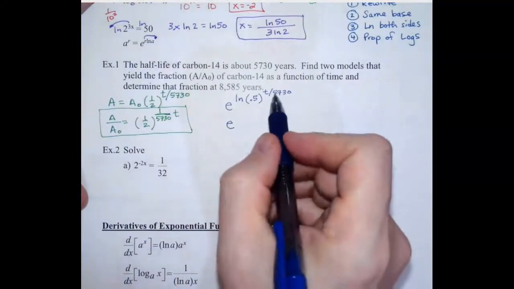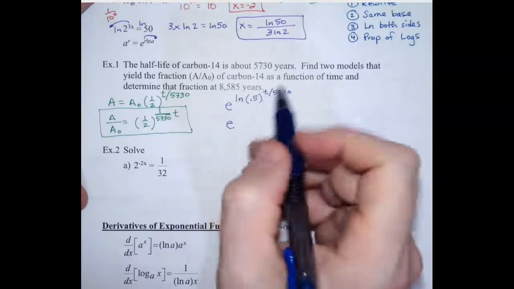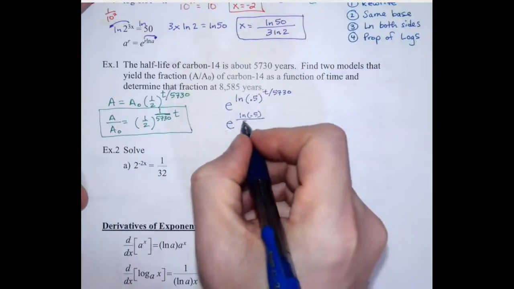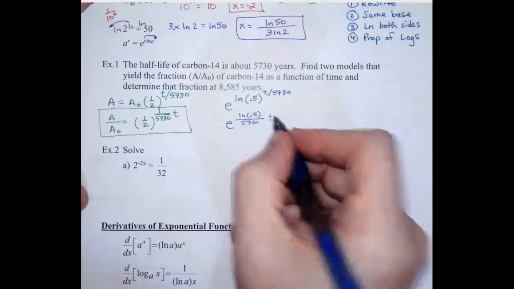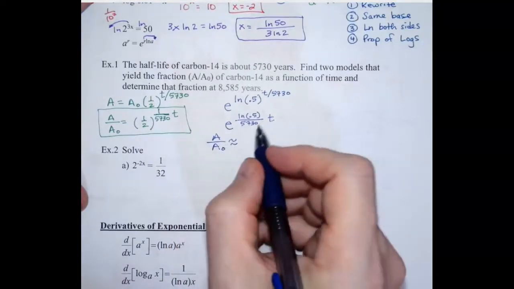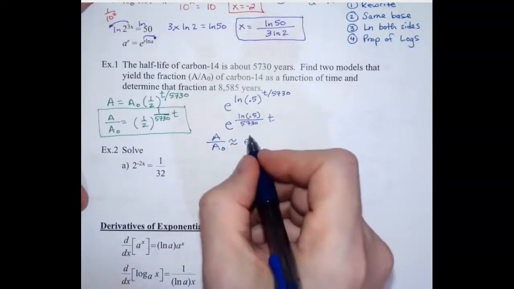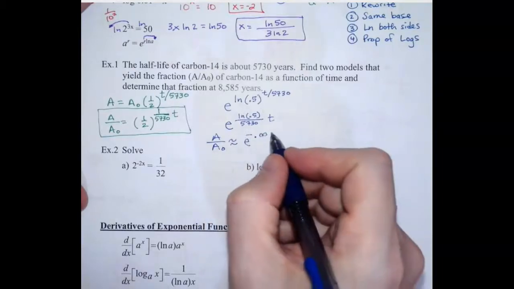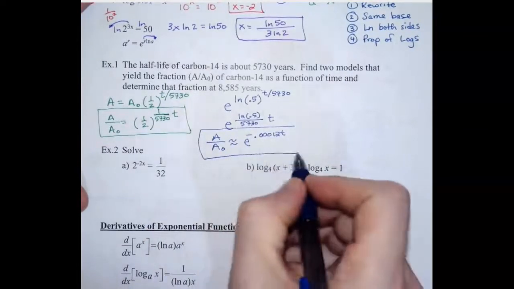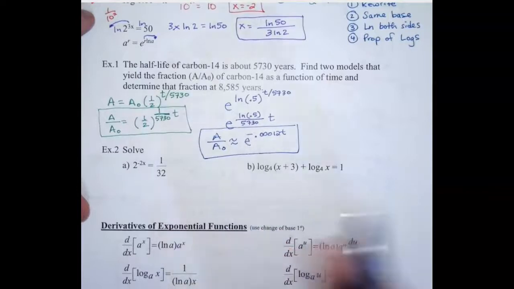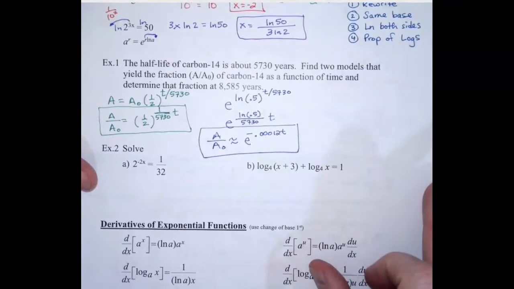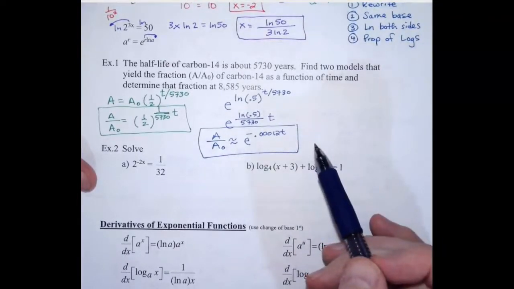Okay. Now, if we bring the exponent down in front using the properties, we're going to have the natural log of 0.5 divided by 5,730 times t. And so what we get there is that ratio is approximately e, and if we do this on the calculator, we get negative 0.00012t. So in calculus, we're going to focus on the formulas in this format, and we'll see what difference that has on the problems.